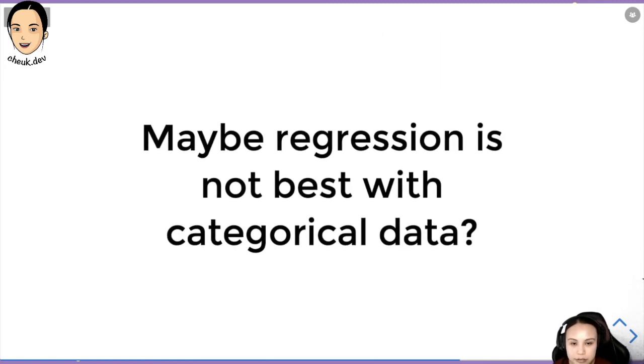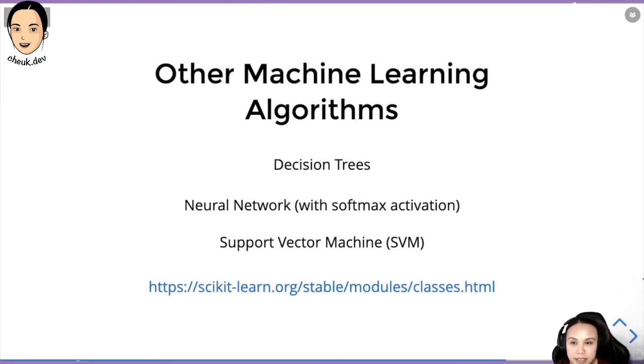Well, yeah, maybe regression is not best, because it's so difficult to work with categorical data. What if I have an algorithm that just deals with categorical data as a category? Well, actually, there are some algorithms designed to work with categorical data, for example, decision trees. Decision trees, I will explain a little bit here.